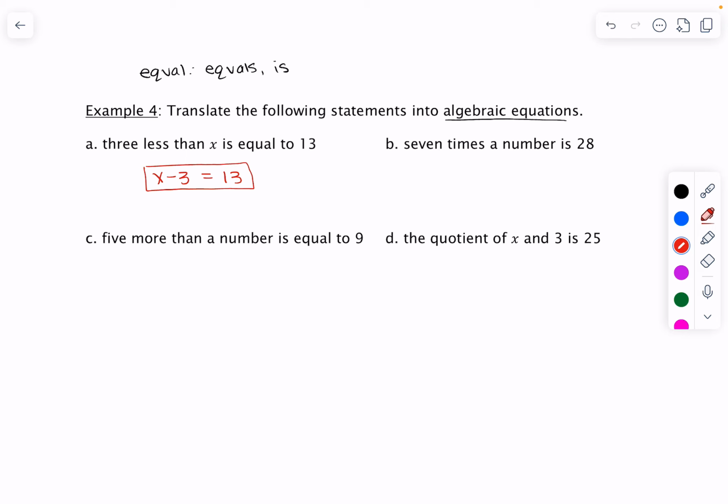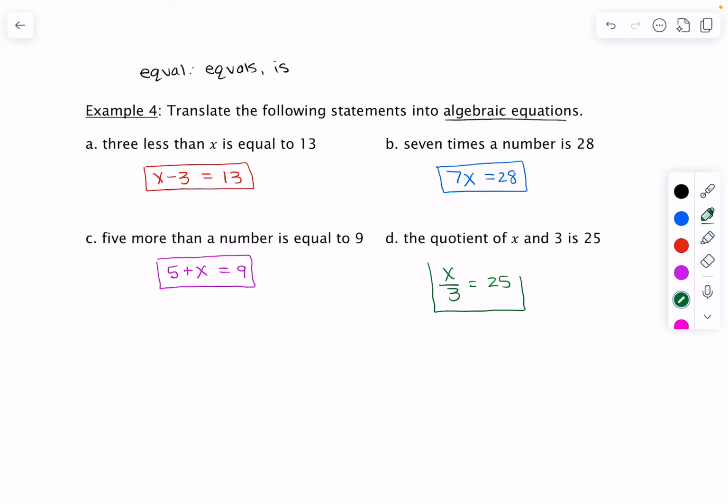For B, 7 times a number is 28. Well, 7 times a number could be 7x. You could also put 7n or 7a or whatever letter you pick, but I'm going to pick x. So 7 times a number is that equal sign 28. C, 5 more than a number is equal to 9. So 5 more than a number is 5 plus x is equal to 9. And lastly, the quotient of x and 3 is 25. So x divided by 3 equals 25.